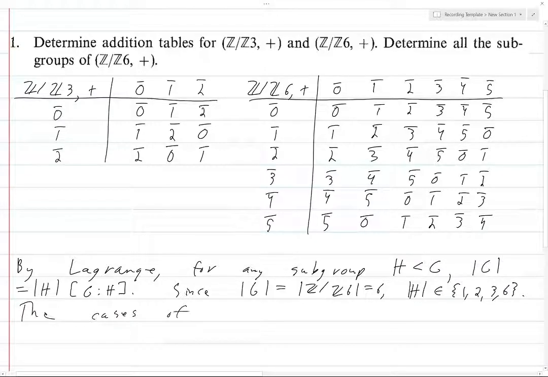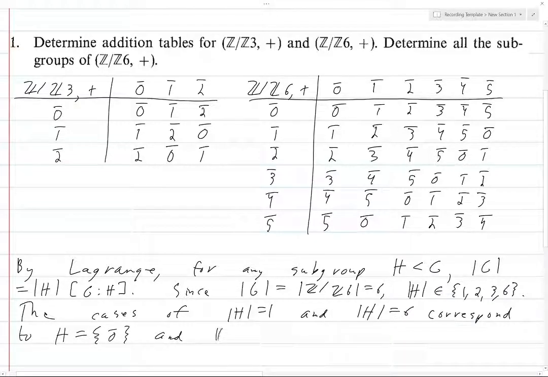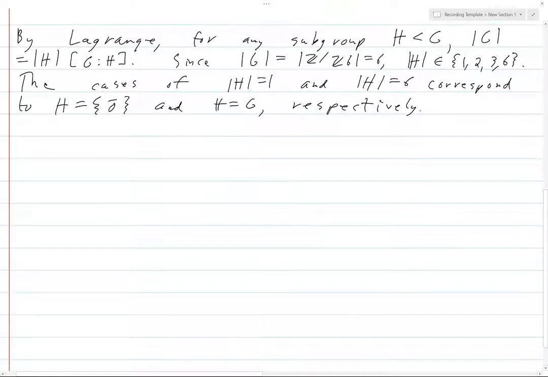the cases of the order of H equal to 1 and the order of H equal to 6 correspond to H being just the 0 element and H equals G, respectively. And that's pretty clear, because you can't have any other possible subgroups of those sizes. So anyways, let's consider the other possibilities.